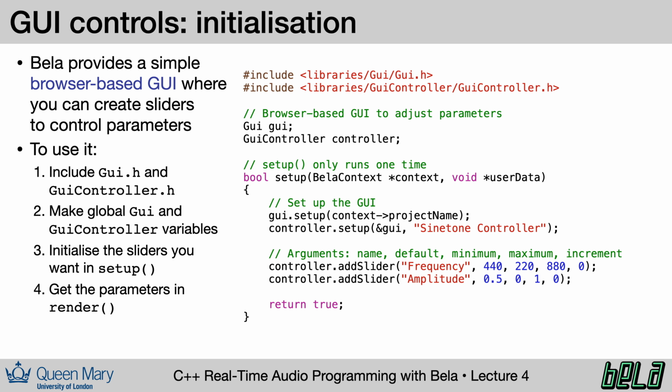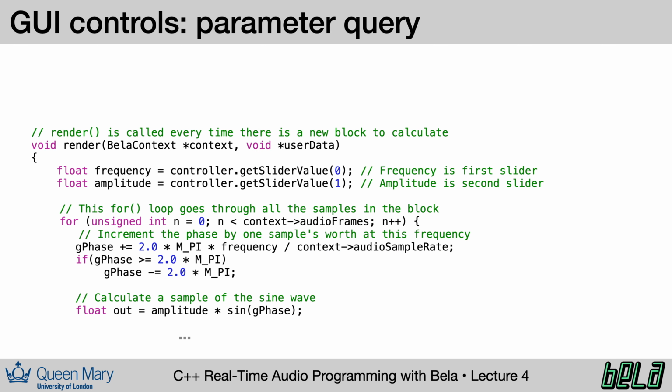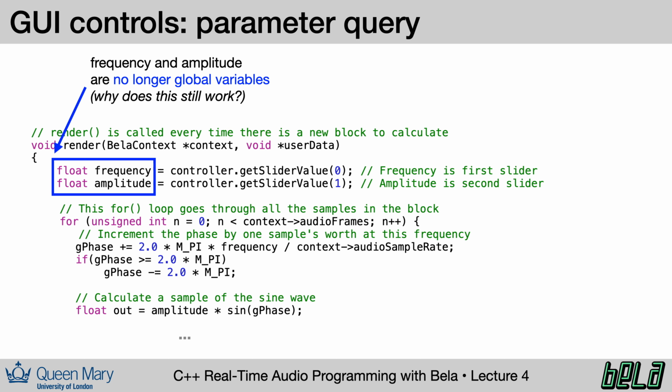So in this particular example, we have two sliders. The first one is called frequency, and the second one is called amplitude. And you can see that we can specify a default value for the parameter, a minimum and maximum for their range, and an increment value, which we'll talk about later in this lecture. Then once you've created the GUI, you can get the parameters from within your render function. Notice that how I'm doing this is with the method called controller.getSliderValue, and what I'm passing in is the index of the slider that I want to read. This corresponds to the order in which you created them.